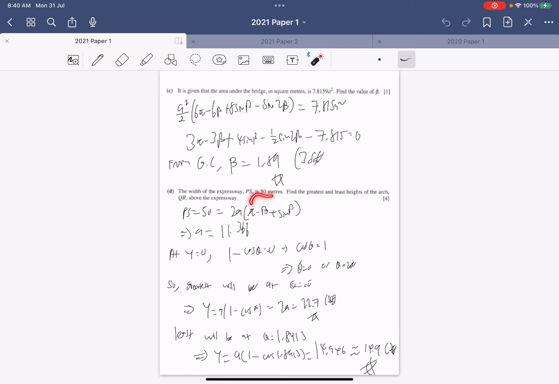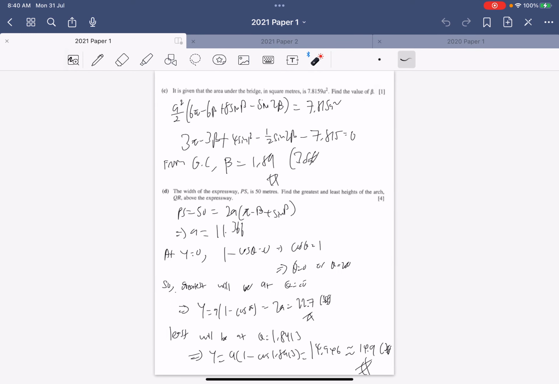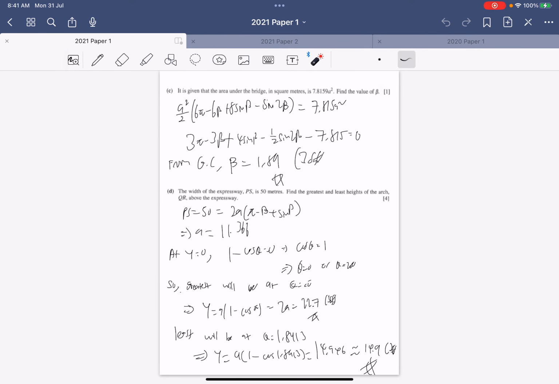Next, the width of PS is 50 meters. Find the greatest and least heights of the arc QR. Well, if you look at the arc again, the least height must be at Q or R. So you just need to find the y coordinate here. So you just sub in and you can find the least height very simply. So the least height will just be theta at Q. So that's the beta equals to something given over here. So you just sub in and find y.